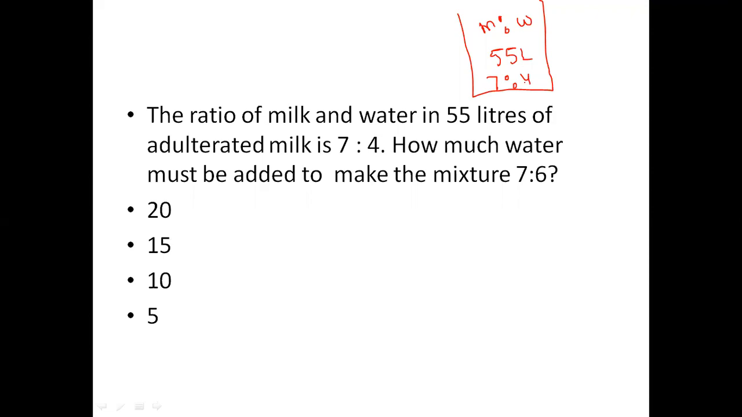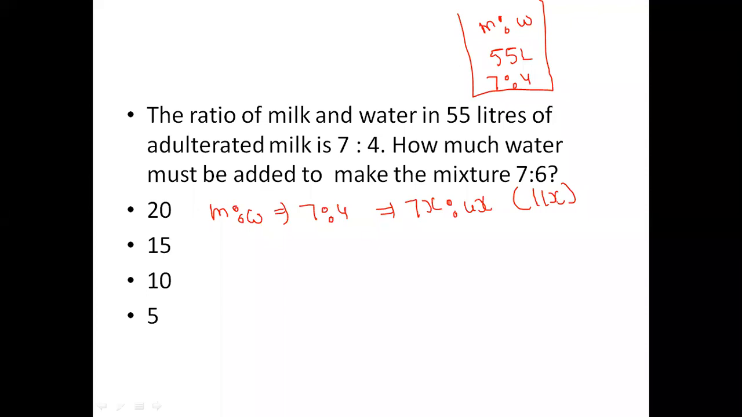When you see any ratio, you take one common factor x, right? So you can take one common factor x by writing the values of milk and water. So milk to water, I have the ratio as 7:4. That means I can write this as 7x and 4x. Total how many parts are there, you can count and say 11x parts are there. What is the quantity? Quantity is nothing but 55 liters.